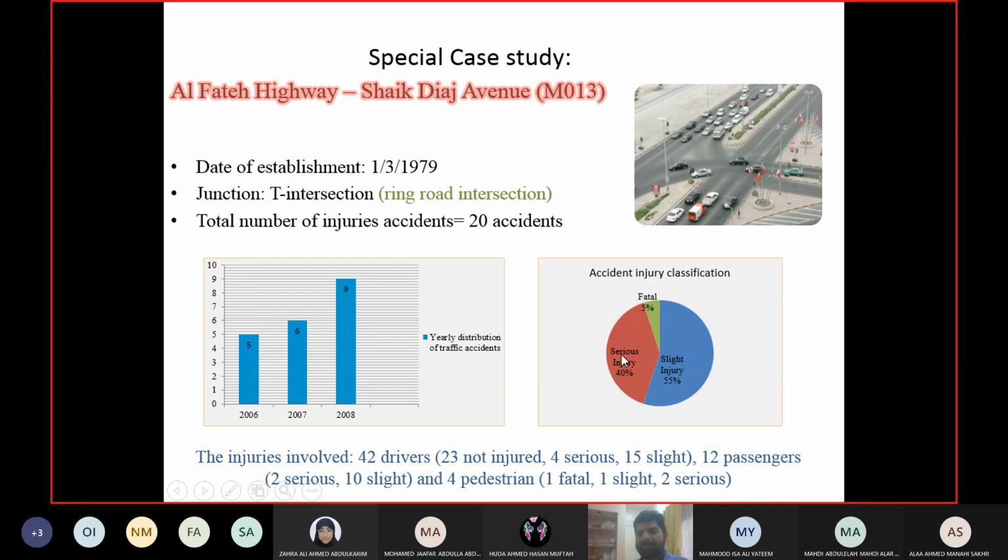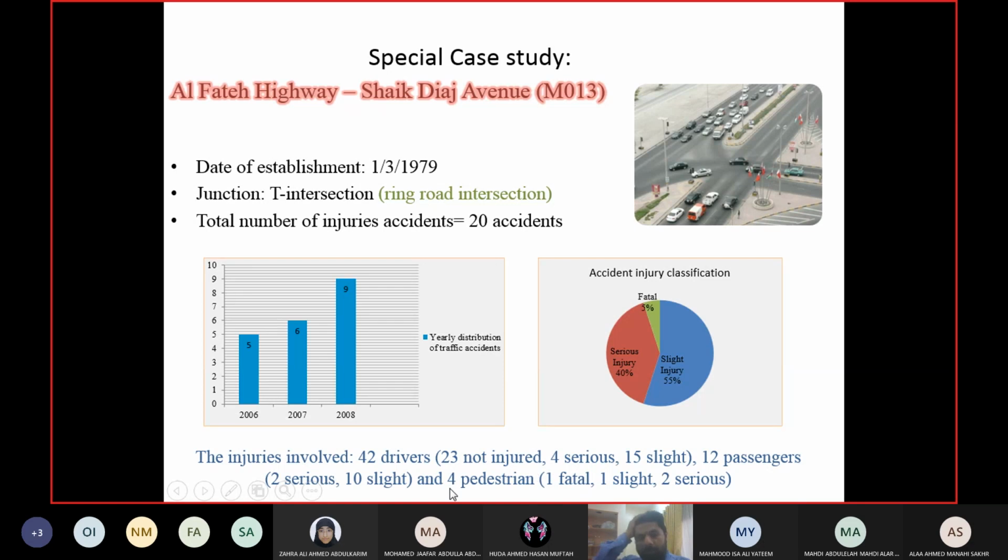But it has serious injury accidents as well, slight injury accidents as well. It involved 42 drivers, which is a lot. 22 accidents between different vehicles, which involved 42 drivers, 12 passengers and 4 pedestrians. One of them, the death, was for the pedestrian.